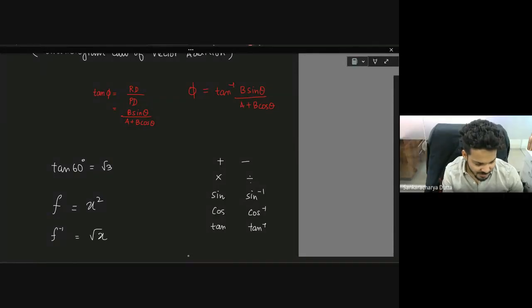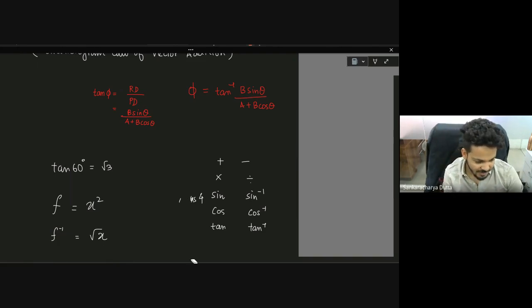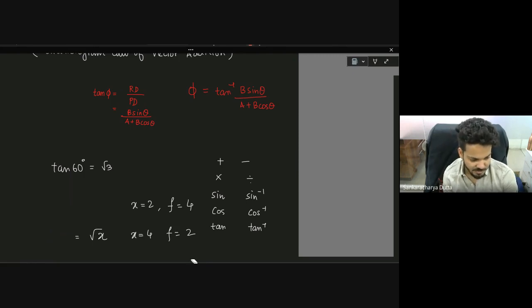Why? Because check this. If I put x equal to 2, my answer is 4. So I need a function where, if I plug in the answer 4, I get the question 2. So root x is the correct option here. If x equals 2, your function value is 4. If x equals 4, the inverse gives 2. So this is why it is known as the inverse function. I hope this makes sense. Guys, does this make sense?